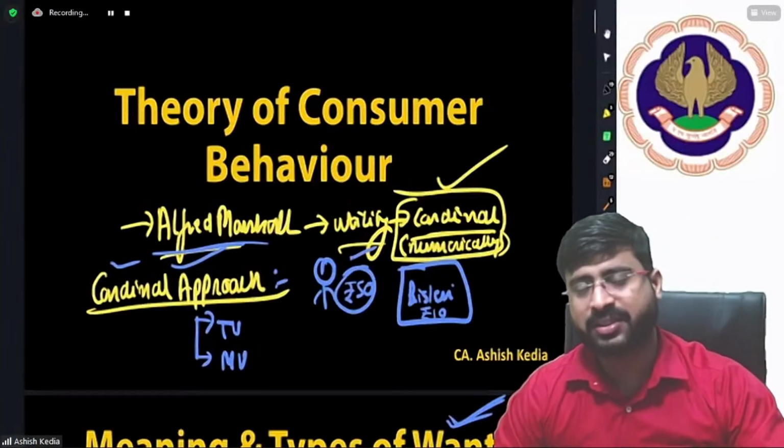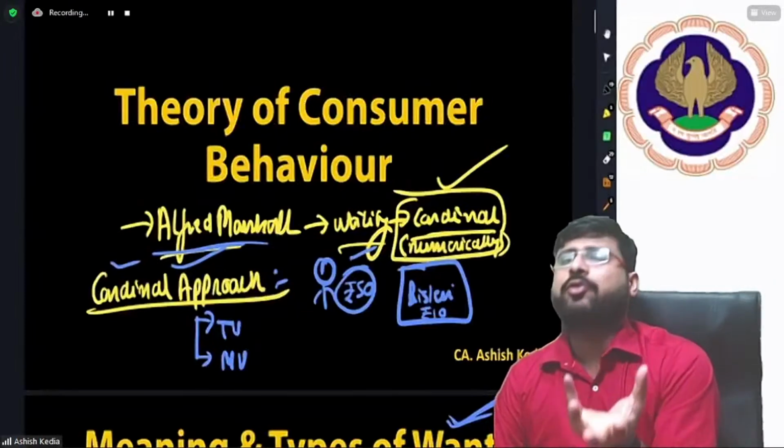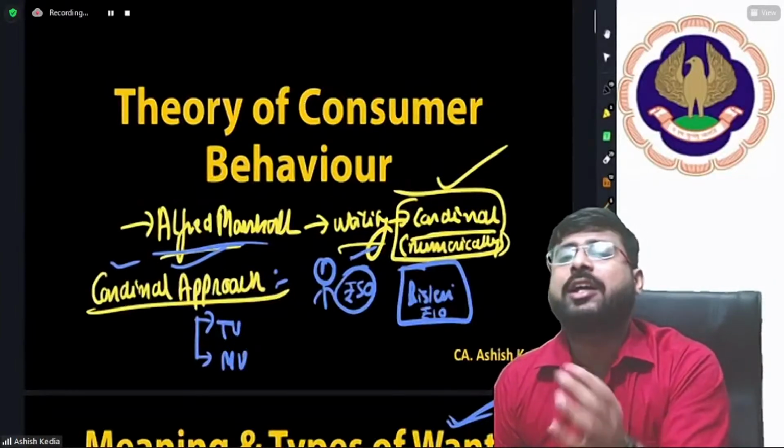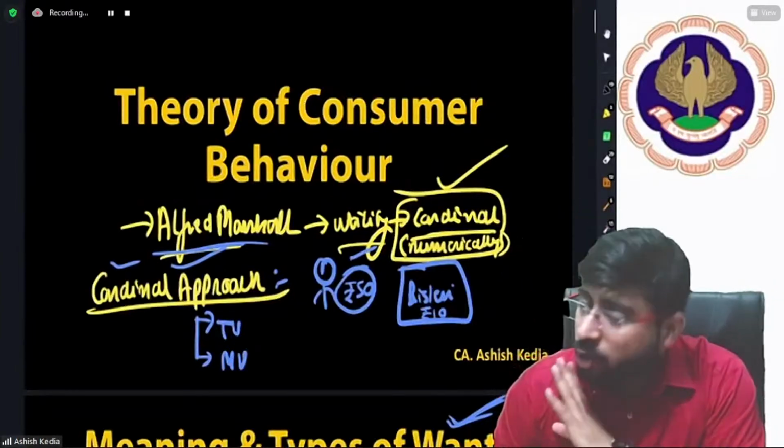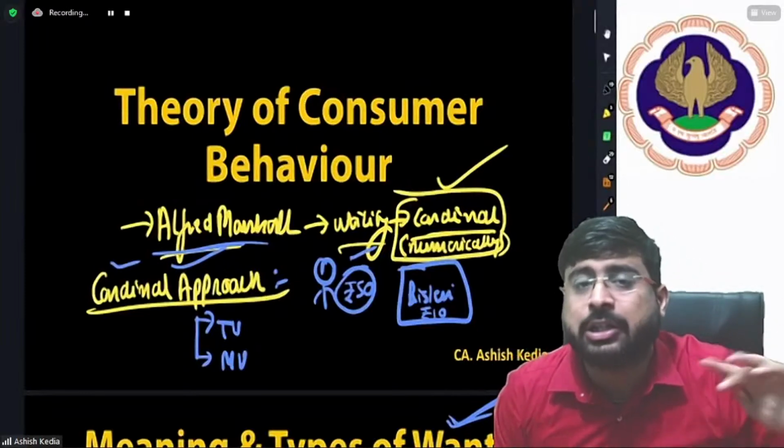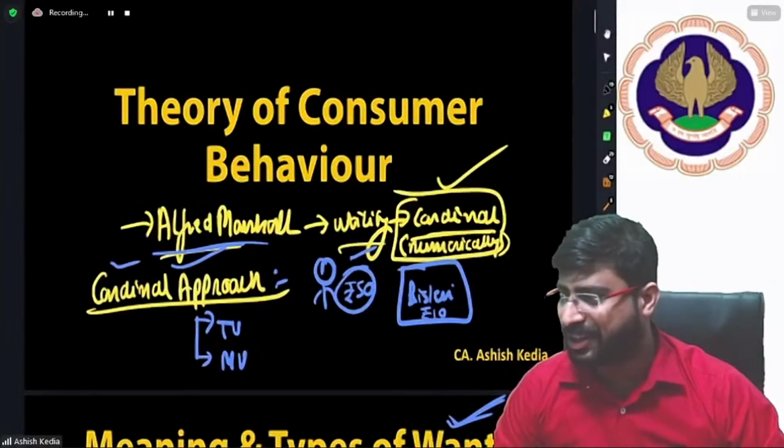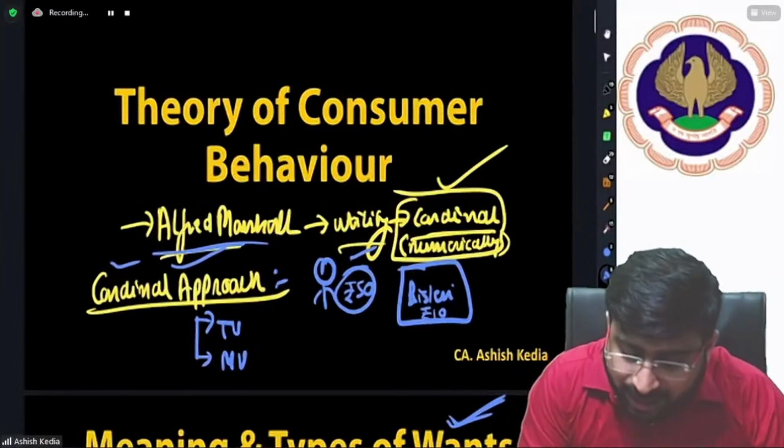That's why Alfred Marshall said that the numerical value of utility is how much you are ready to pay to get a commodity. What you are actually paying is not utility. What you are ready to pay is utility. So how much are we ready to pay?